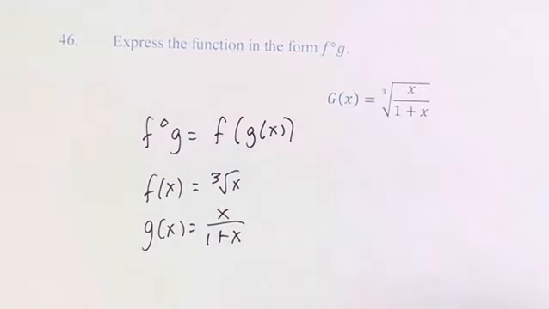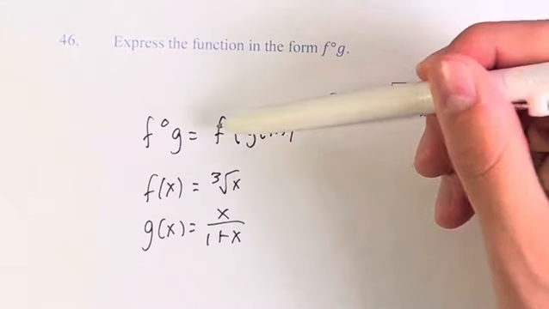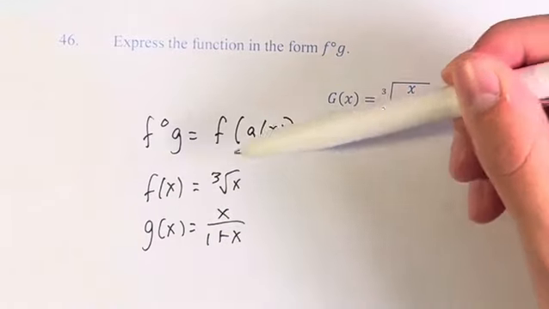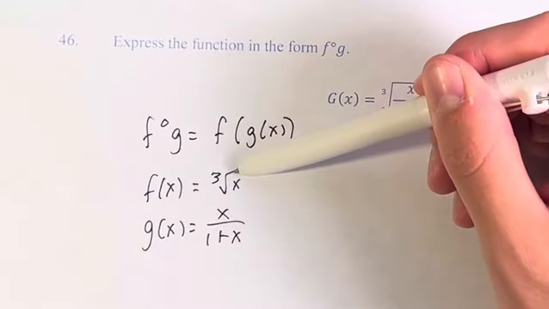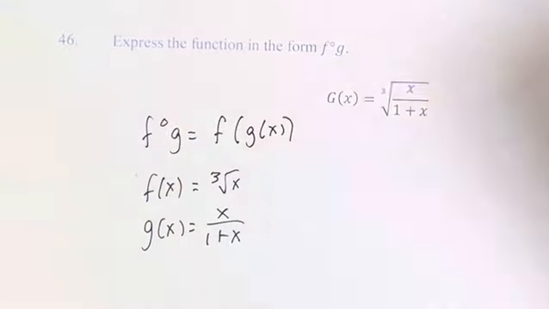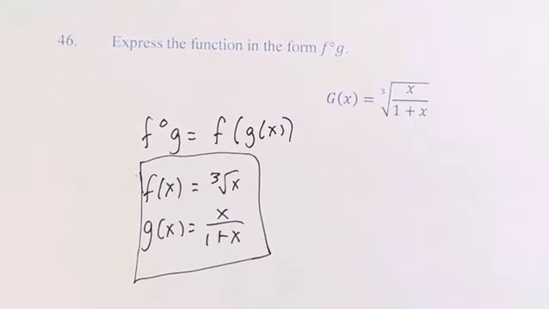Just to circle it back to this, we're doing f of g of x. So this is f of x over 1 plus x. Therefore, we're plugging x over 1 plus x into the cube root because it's the function f taking it on. Therefore, we get back to our original function, and we can see that these are two of the functions that will result in the form f of g equals the cube root of x over 1 plus x.